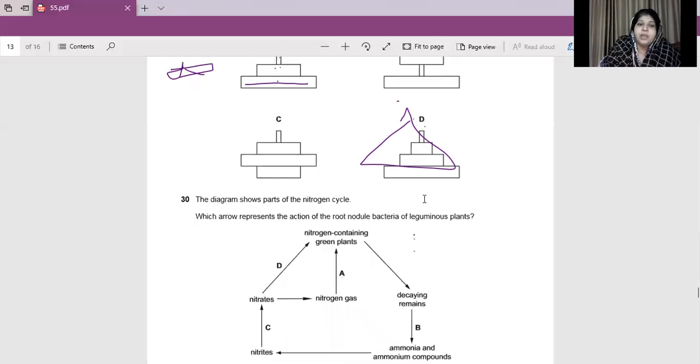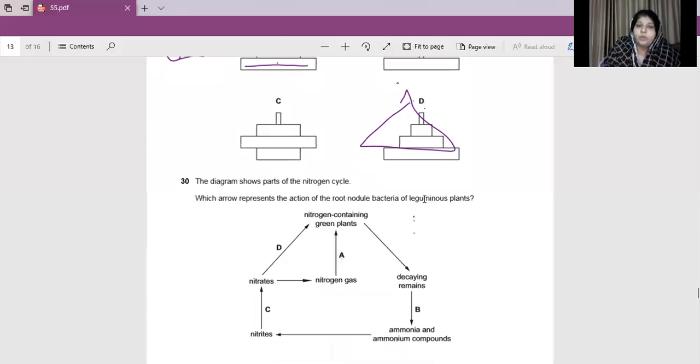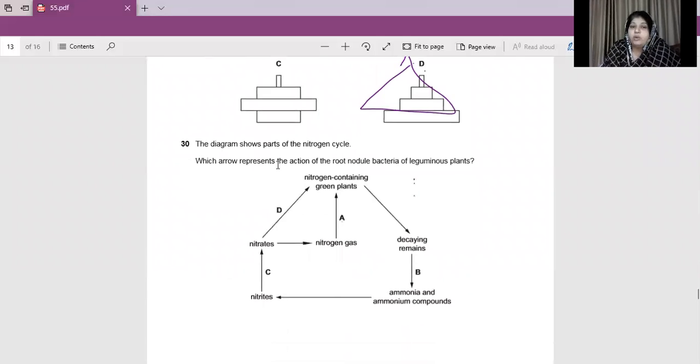Now, the next diagram shows part of the nitrogen cycle. Which arrow represents the action of the root nodule bacteria of a leguminous plant? The bacteria present in the leguminous plant convert nitrogen into nitrogen-containing compounds for the plant. This is the denitrifying bacteria. This is where the nitrification process takes place. So nitrogen is converted into nitrogen-containing compounds for the green plant.